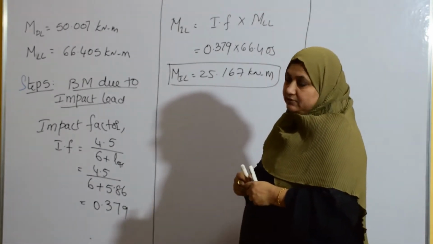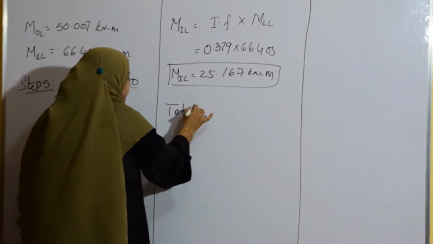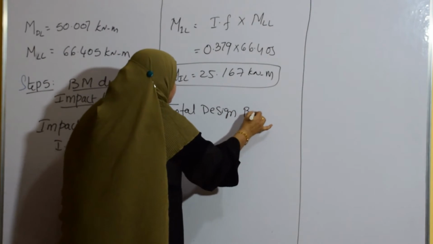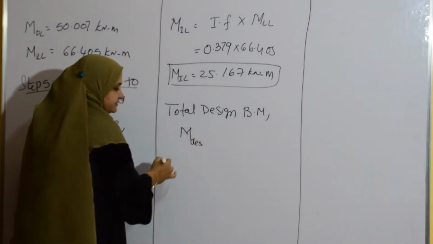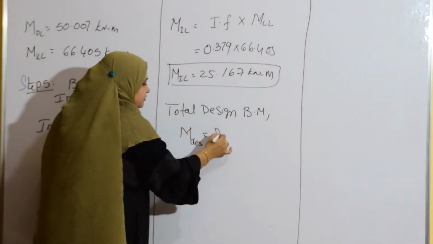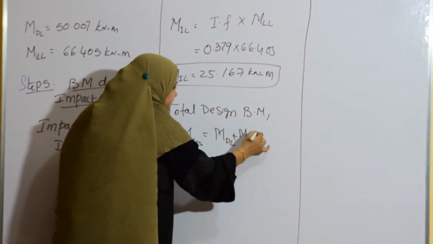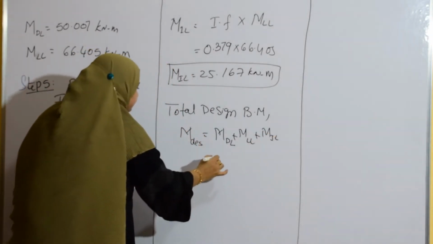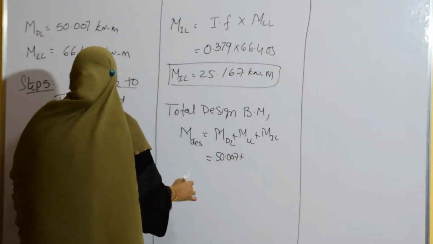Once you get this, very easily we get the design bending moment. Our next thing is to determine the total design bending moment, which you can represent as M design. M design is equal to the bending moment due to dead load plus the bending moment due to live load plus the bending moment due to impact load. Numbers are there with you. Simply place the numbers and sum it up, and you get the design bending moment.